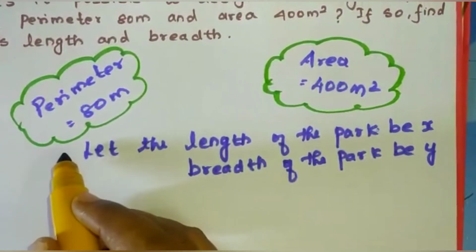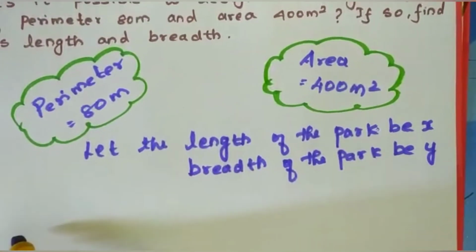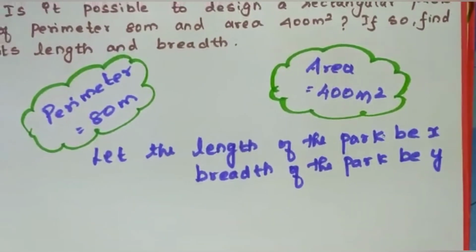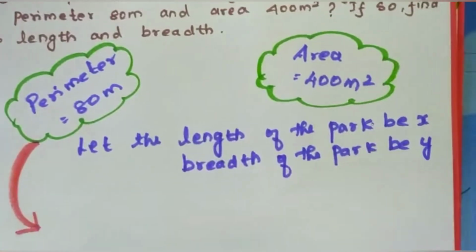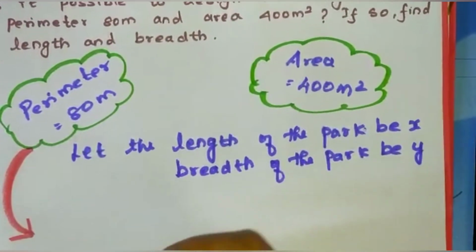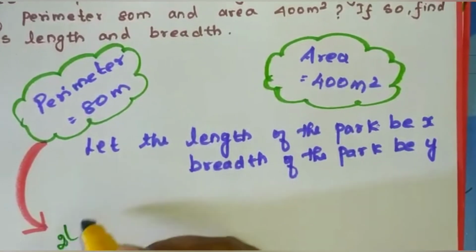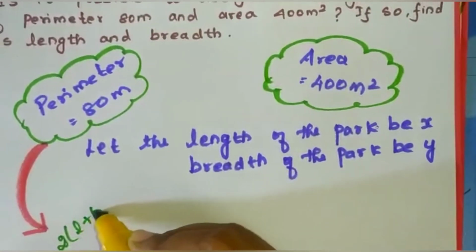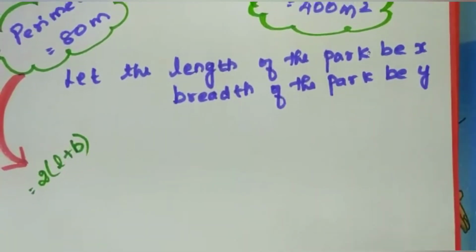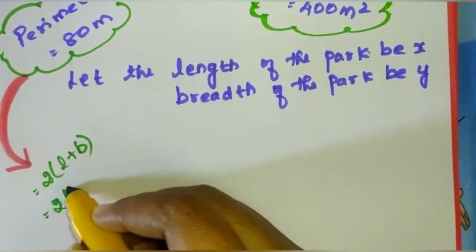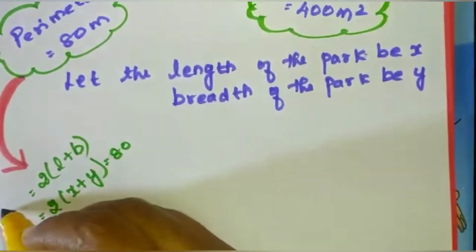Okay, here they mentioned that perimeter is equal to 80. What is the perimeter of a rectangle formula? Perimeter of a rectangle is 2 into (L plus B). This is the formula for the perimeter of the rectangle. Clear? So L is x. 2 into (x plus y) is equal to 80. That is perimeter.